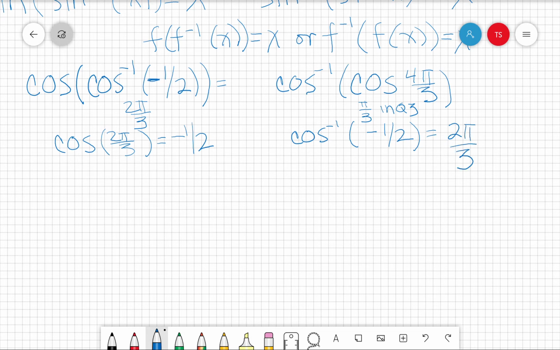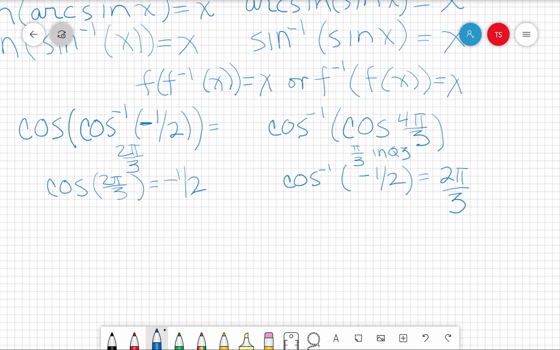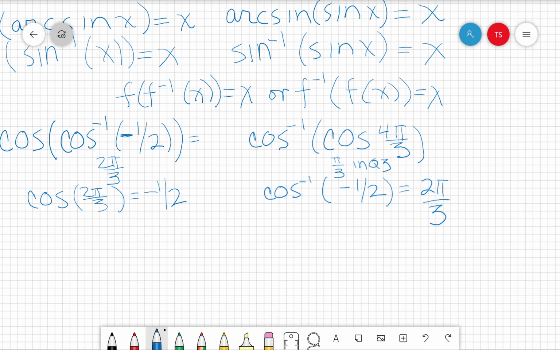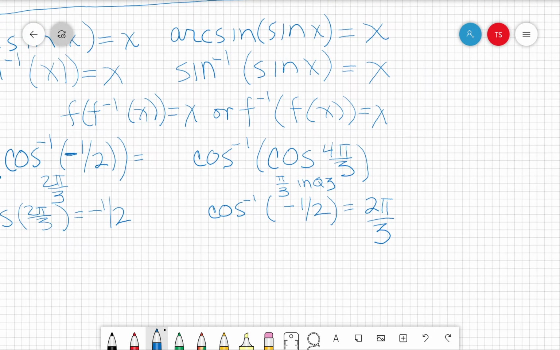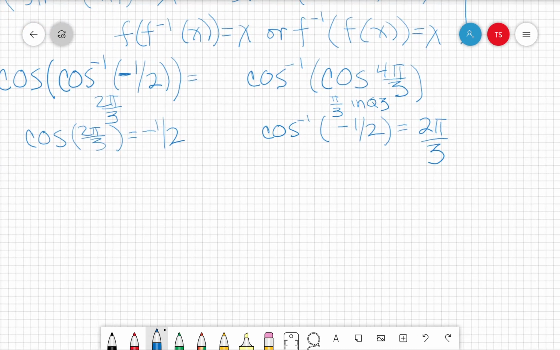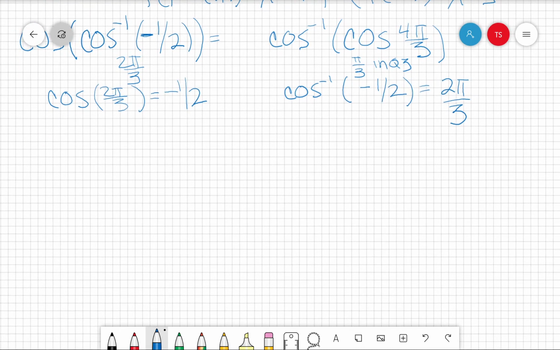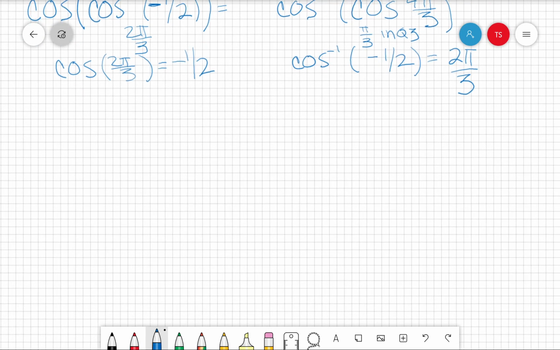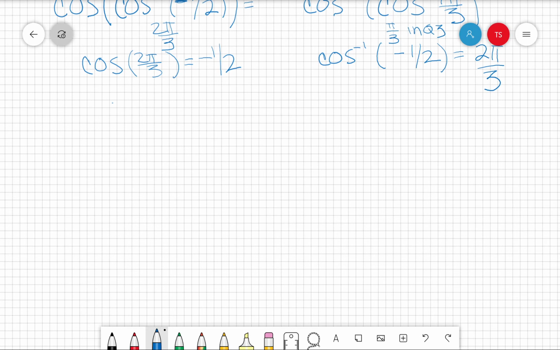Okay, so we can evaluate these composites from the inside out. If we are within the limited domain and range, then we can simply use this property of inverse functions. But like I said, you have to be within the limited domain and range in order for that to work. We can also evaluate other composites involving inverse relations.